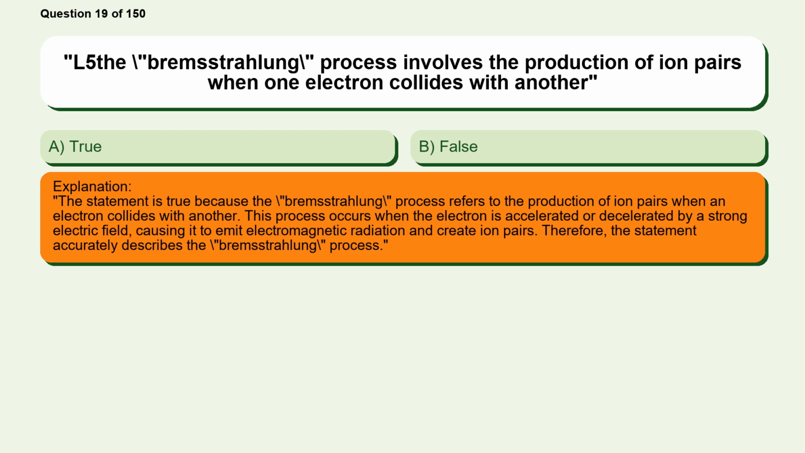The statement is true because the Bremsstrahlung process refers to the production of ion pairs when an electron collides with another. This process occurs when the electron is accelerated or decelerated by a strong electric field, causing it to emit electromagnetic radiation and create ion pairs. Therefore, the statement accurately describes the Bremsstrahlung process.